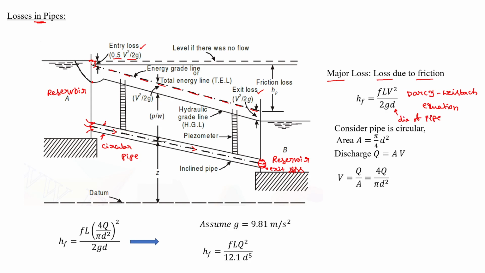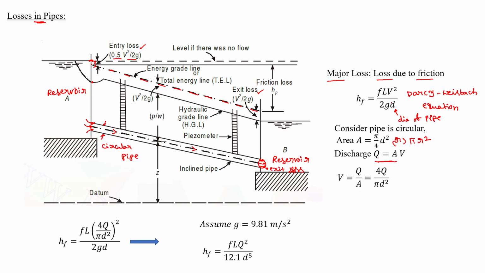Let's say imagine the pipe is circular. Then for the circular pipe, the area can be computed as pi by 4 d square, or if we have the radius, then pi r square. As we know, the discharge formula is Q equal to A v. Here A is the area and v is the velocity.